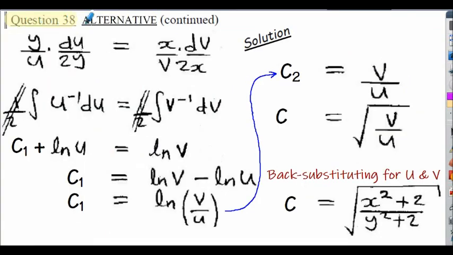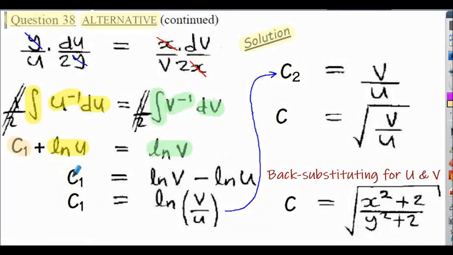Question 38, alternative solution, continued. So we can cancel our terms here, y with y, and here x with x. Then we integrate both sides, so left hand side integrate u to the negative 1 with respect to u, right hand side integrate v to the negative 1 with respect to v. From the standard integral tables, the left-hand side integrates to ln u, the right-hand side to ln v. And notice I've added my constant of integration here on the left-hand side, call it C1. Doesn't matter really which side you add the constant of integration, but in this case, to attain the solution required, I've added the C1 to the left-hand side.